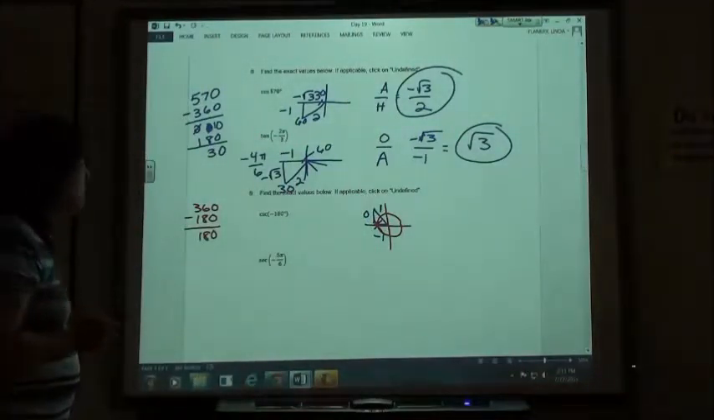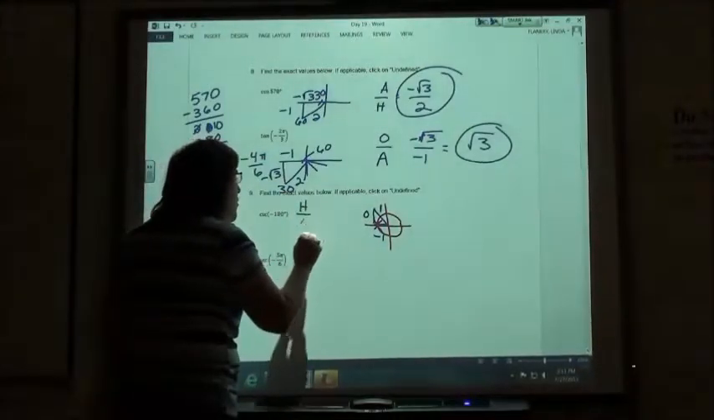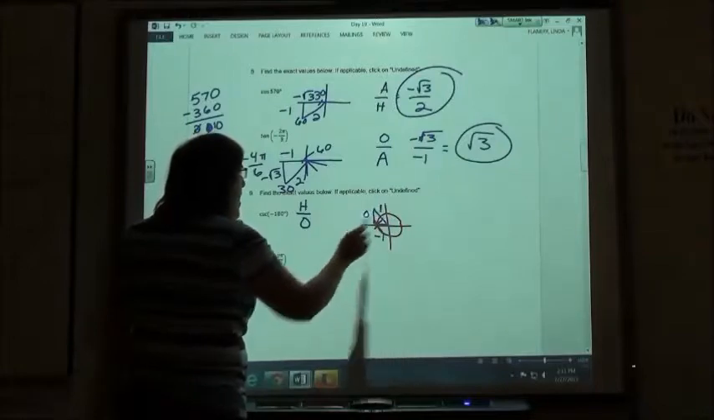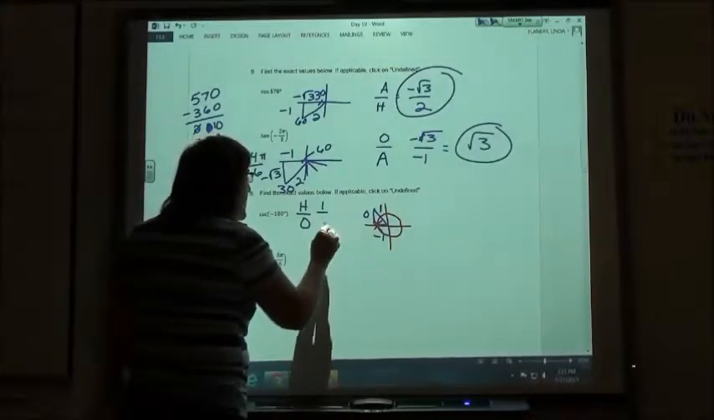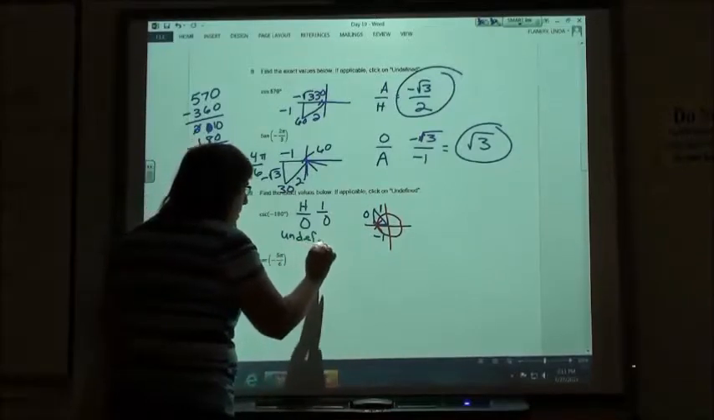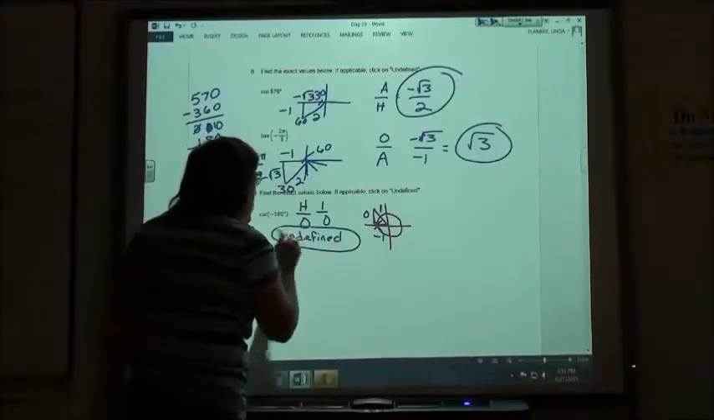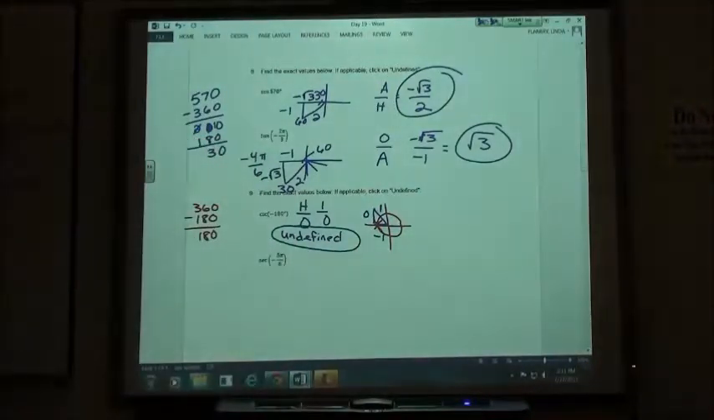I want to do the cosecant. The cosecant's opposite the sine, so hypotenuse over opposite. My hypotenuse is 1, my opposite is 0. 1 over 0 is undefined, and that's why they have that choice that says if it's undefined, click on undefined.